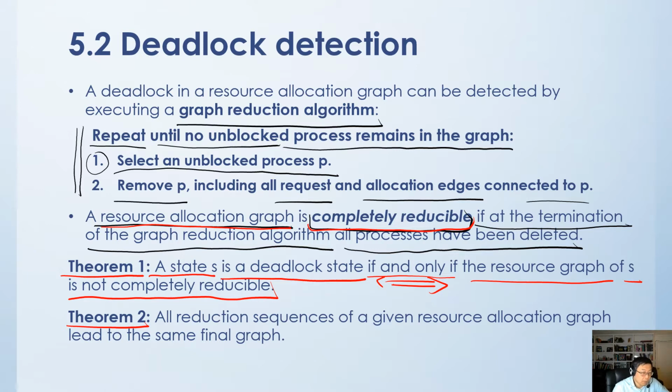This is important because eventually we're going to use theorem 1 to decide whether the state of the current graph is deadlocked or not. Now theorem 2: all reduction sequences of a given resource allocation graph lead to the same final graph. This is important because I can apply the graph reduction algorithm and delete process 1 first, if process 1 is unblocked. Then if process 2 is unblocked, I delete process 2. I continue until I delete all the unblocked processes.